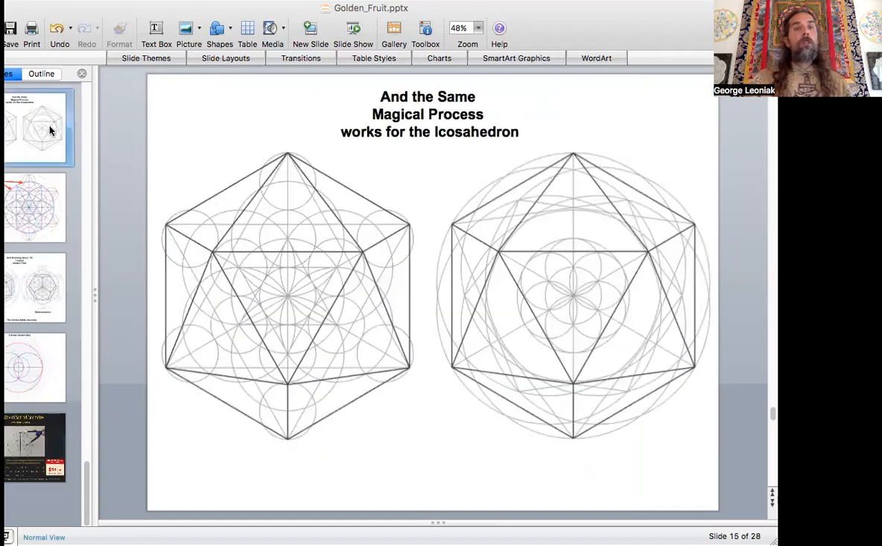So we can do the same thing also with the icosahedron, and the same little magical process works here. We've got our fruit of life drawing, the seed one, and we've got the same key intersections that I talked about before. And here we just have a different way of picking up the same points, utilizing the same size setup with those Root 16 circles, creating the Root 15 intersections.